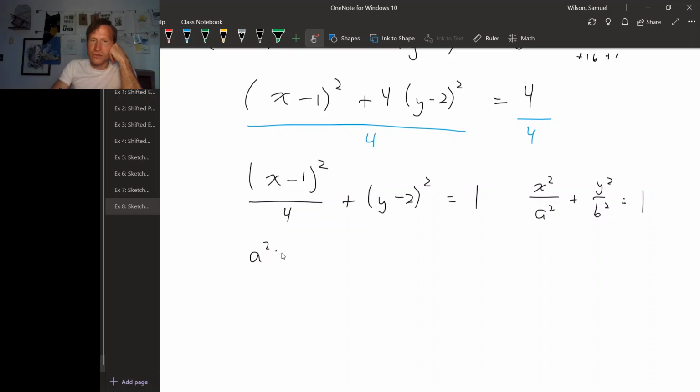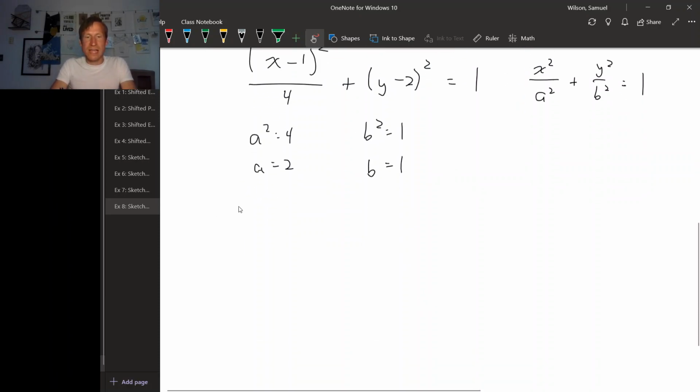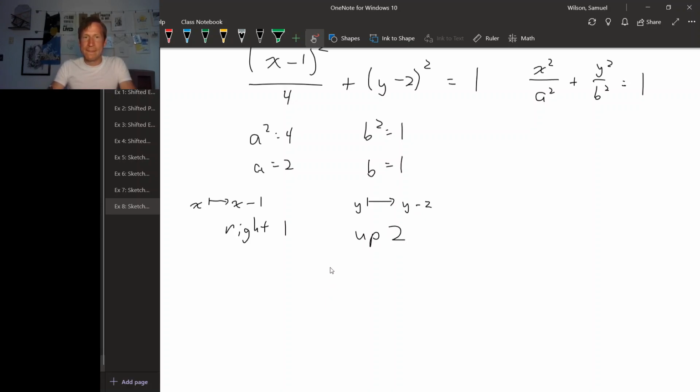So a squared is 4, a is 2, so our semi-major axis is 2. Looks like b squared is 1, and so b is 1, so our semi-minor axis, which is vertical, is 1. And it looks like in the x direction, we've replaced x with x minus 1, so that's a shift right 1. And in the y direction, we've replaced y with y minus 2, and that's a shift up 2.